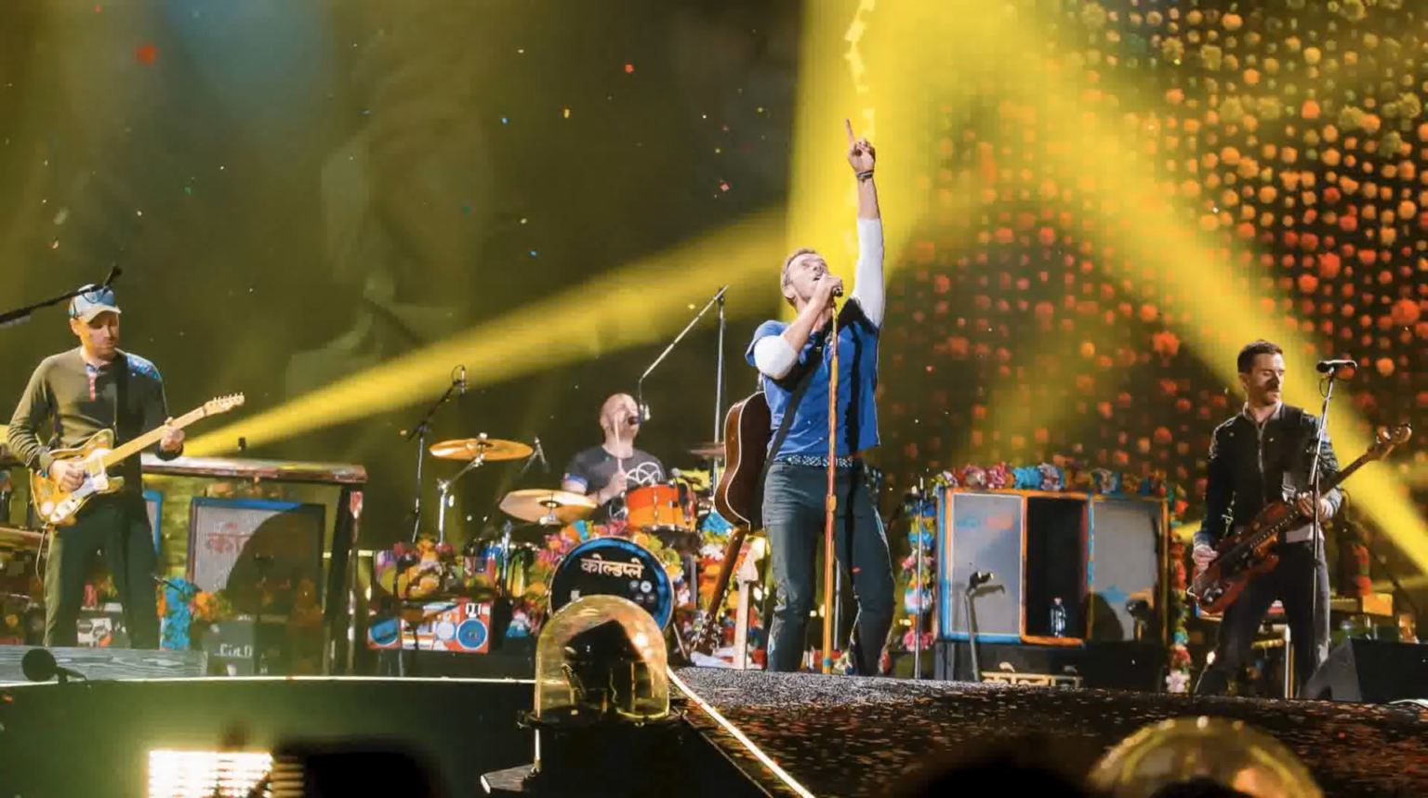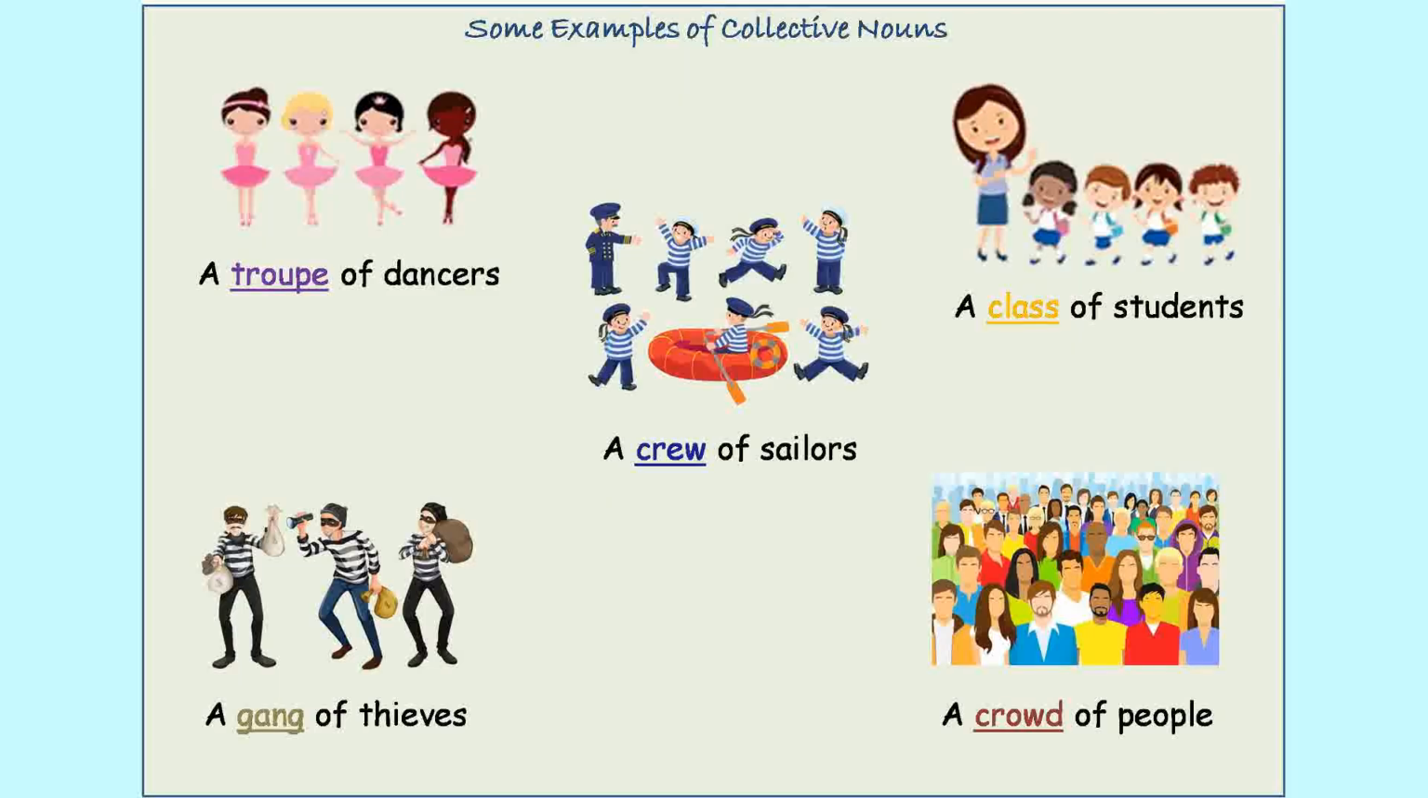But the band that he belongs to, which is Coldplay, now Coldplay is a team of musicians, is a collection of musicians. There are other musicians. There is Chris Martin and then there are other musicians as well. So since there is a group of musicians there, so a group of musicians or a collection of musicians is called a band. Now let us look at some other examples of collective nouns.